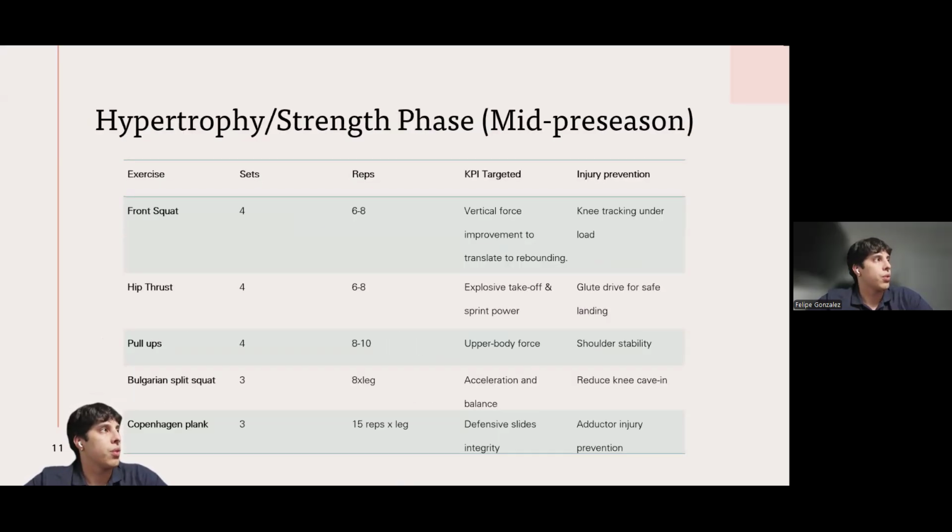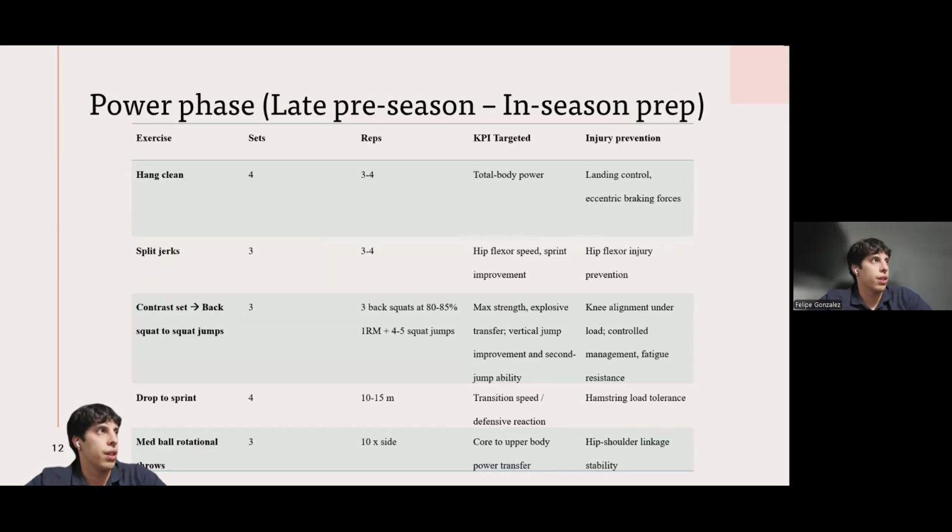We're going to have a hypertrophy strength base where we're going to be building the force base required for later power expression. And finally, late preseason to in-season prep, we're going to have a power phase where we're going to be converting strength into high velocity actions such as explosive jumps, sprints, and change of direction. Each phase matches physiological needs with evidence showing that maximal strength supports power production and contrast and plyometric training directly improve vertical jump and acceleration.